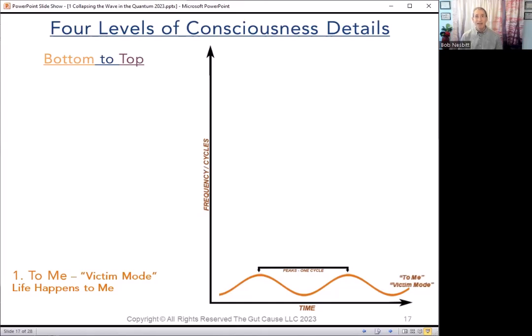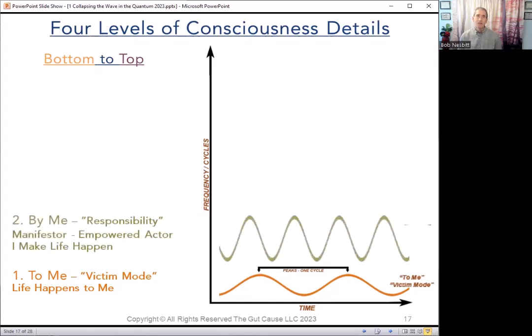So the to me, victim mode here, is the lowest frequency of the 4 basic levels of consciousness. And how does it feel to be in to me? Well, you have low energy, low frequency, a victim mindset, and therefore very gravitational and slow. If you raise that frequency, as shown in the green waveform here, the wave peaks get pushed closer together. So it takes less time for a peak-to-peak cycle to appear, as compared to the orange low-frequency waveform where nothing much happens over time. Everything is slow.